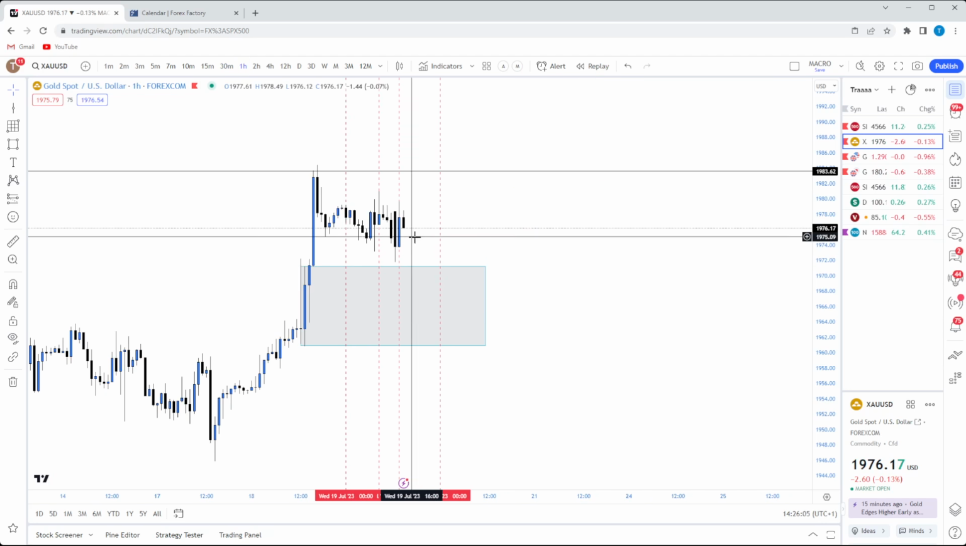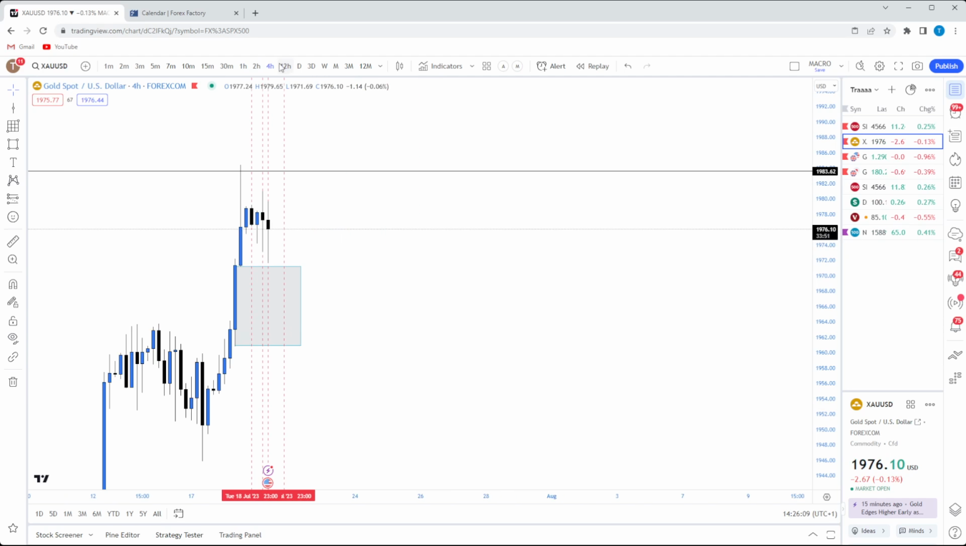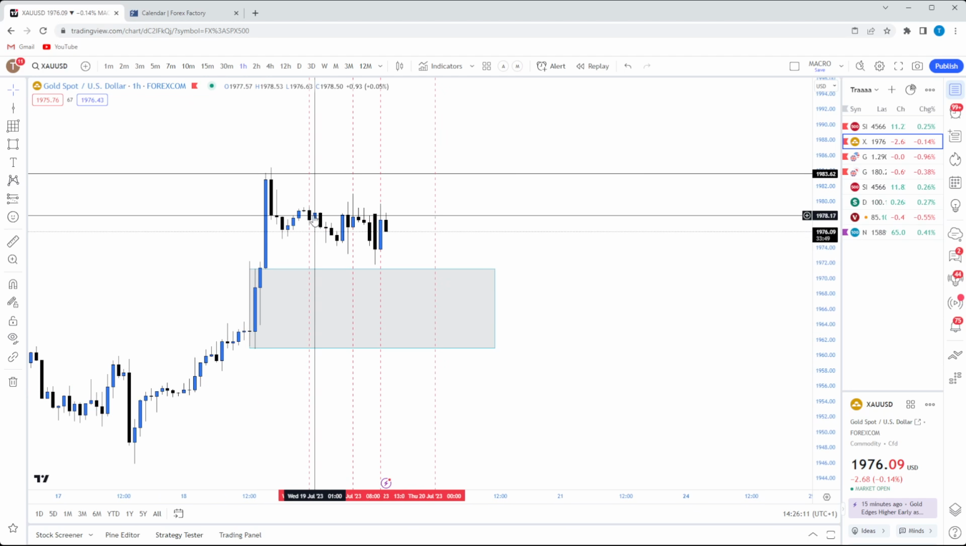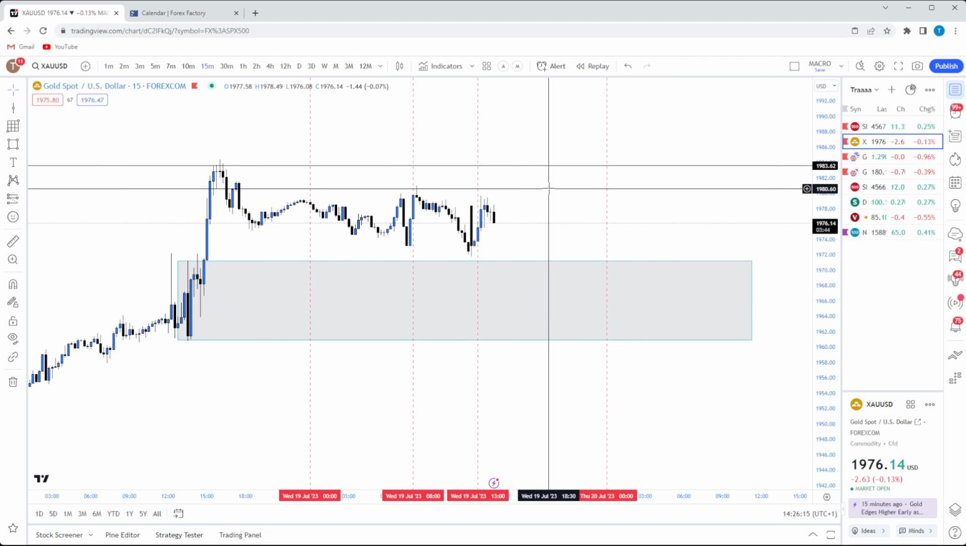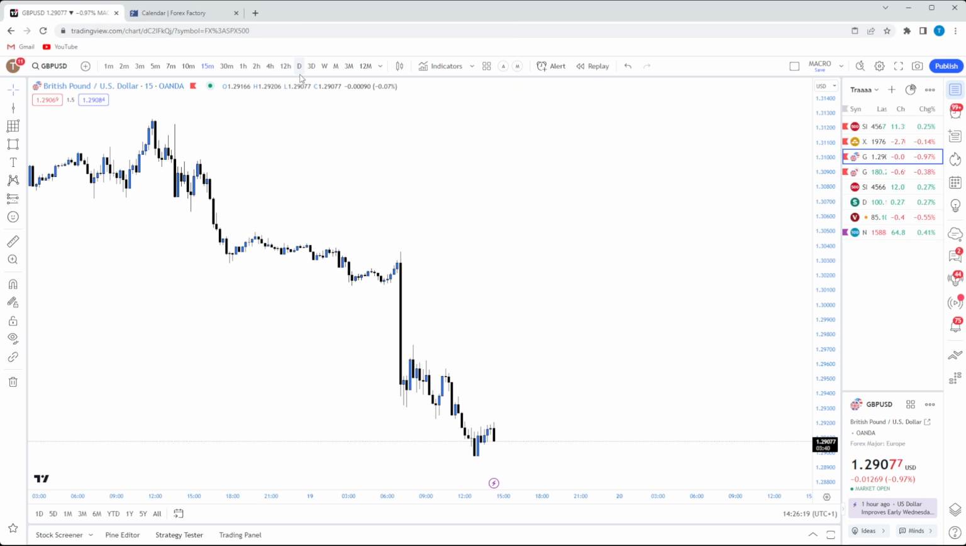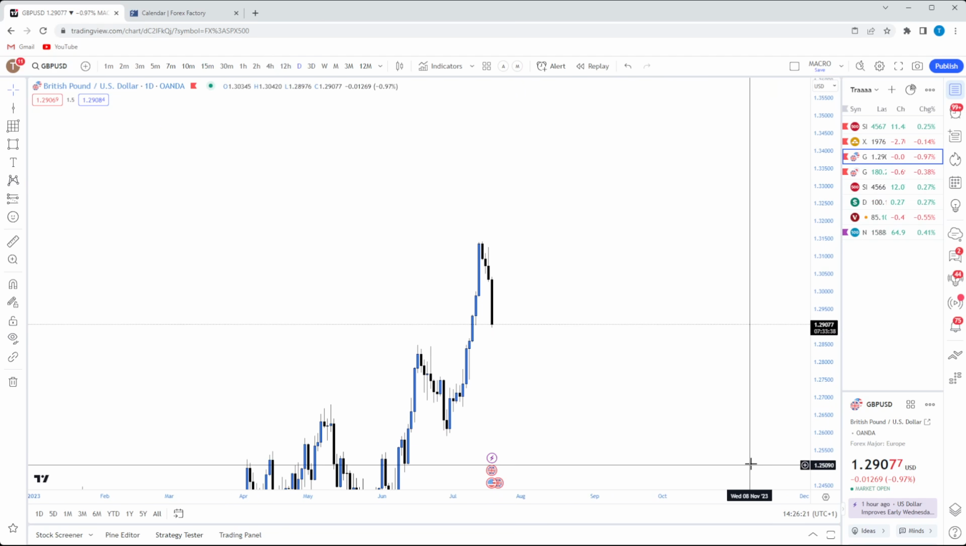On the 1 hour, it looks super choppy. So if I'm being real, I would like to stay away from gold. I don't know what's going on with all this. So ideally, we stay away from that. Moving forward, we have GU.